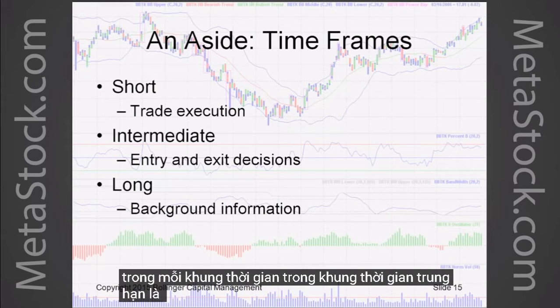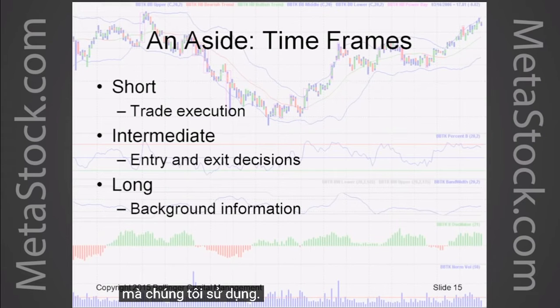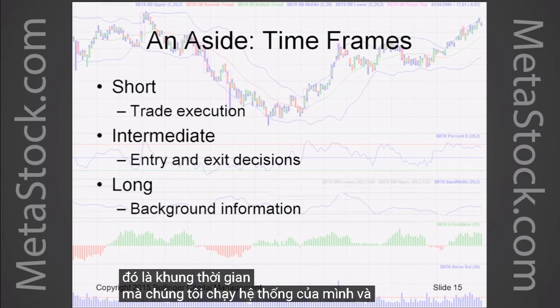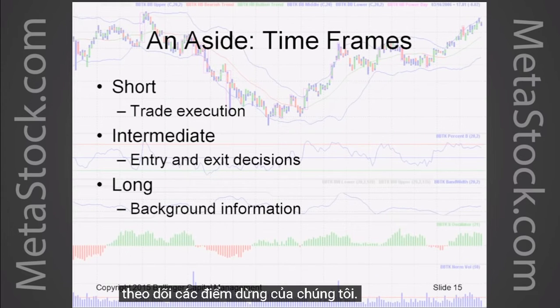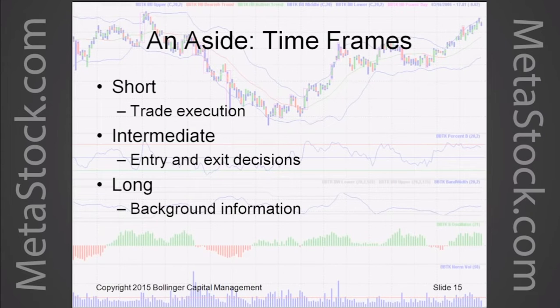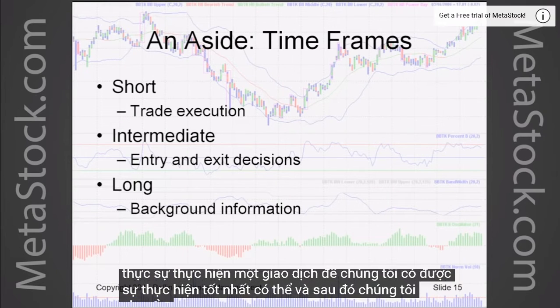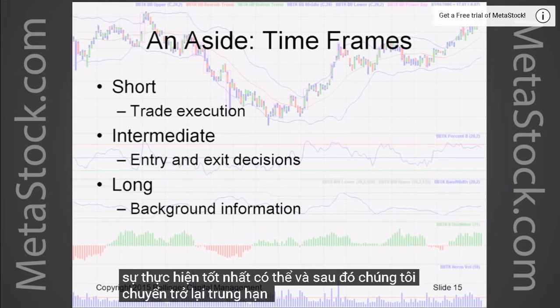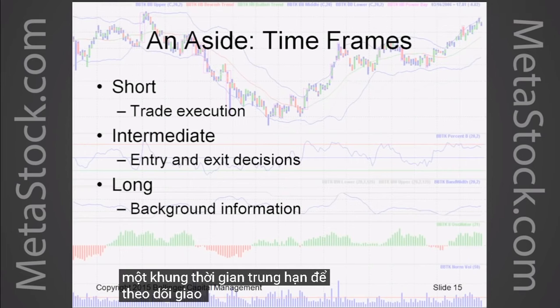The intermediate term time frame is the primary time frame that we use. It's the time frame in which we make our entry and exit decisions. It's the time frame in which we do our primary analysis. It's the time frame in which we run our systems and monitor our stops. The short-term time frame only has a single task associated with it. It's trade execution. We shift to a very short-term chart when it's time to actually execute a trade so we get the best possible execution, and then we shift back to the intermediate term time frame to monitor that trade.